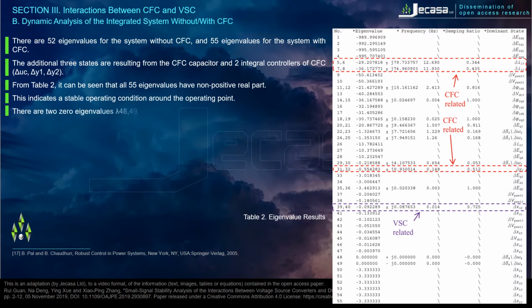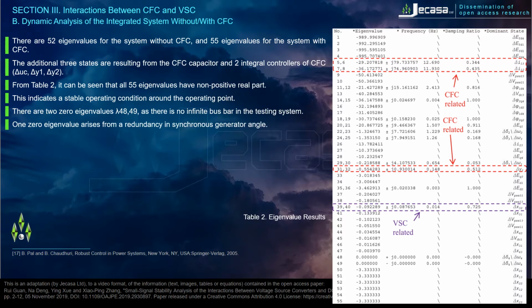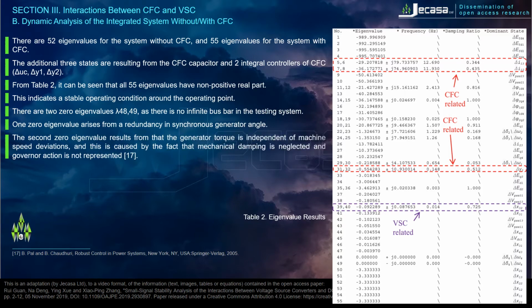There are 2 zero eigenvalues, lambda 48-49, as there is no infinite bus bar in the test system. One zero eigenvalue arises from a redundancy in synchronous generator angle. The second zero eigenvalue results from the fact that the generator torque is independent of machine speed deviations, and this is caused by the fact that mechanical damping is neglected and governor action is not represented.